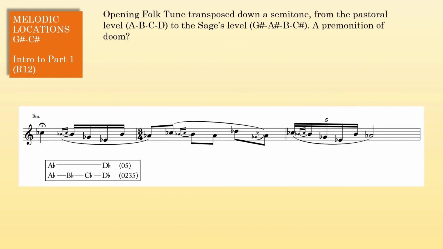At the end of the introduction to Part 1, the opening folk tune is transposed down a semitone. It was at the pastoral level, A, B, C, D. Now it is at the level of the sage, elders and ancestors, G sharp, A sharp, B, C sharp. I hear in this moment a premonition of doom and a prefiguring of the entire narrative arc of the ballet, from pastoral opening to a wild dance of death.